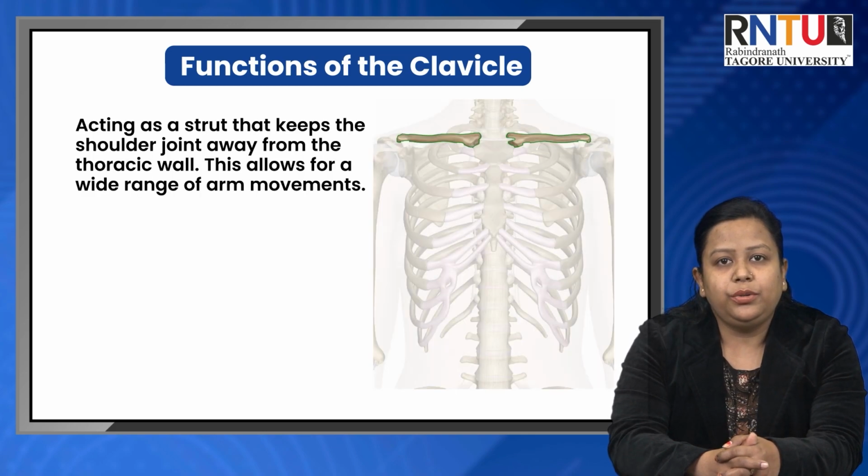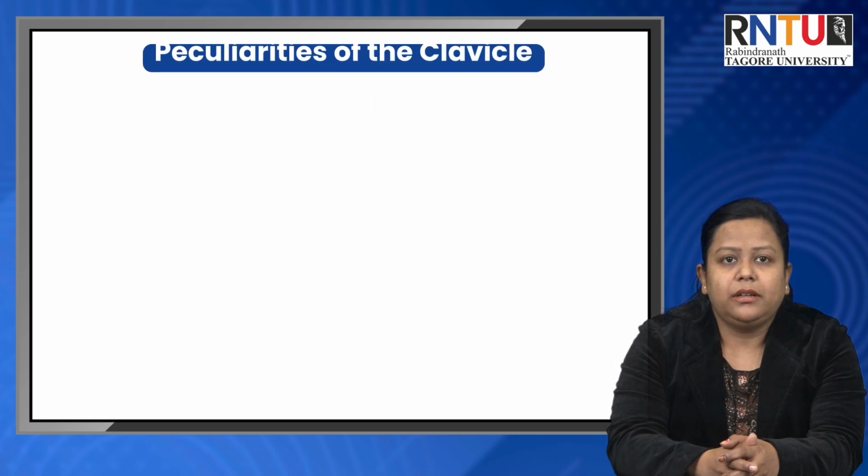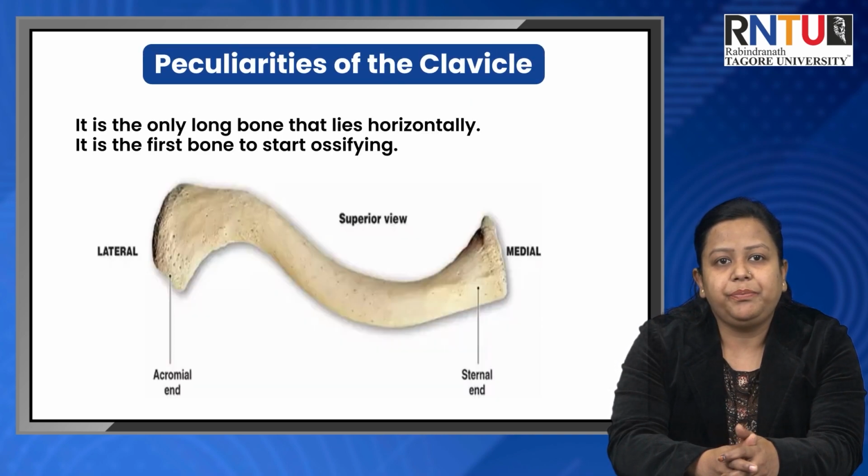Moving on to the functions of the clavicle, it plays a crucial role in shoulder movement, acting as a strut that keeps the shoulder joint away from the thoracic wall. This allows for a wide range of arm movement. Peculiarities of the clavicle: it is the only long bone that lies horizontally. It is the first bone to start ossifying.